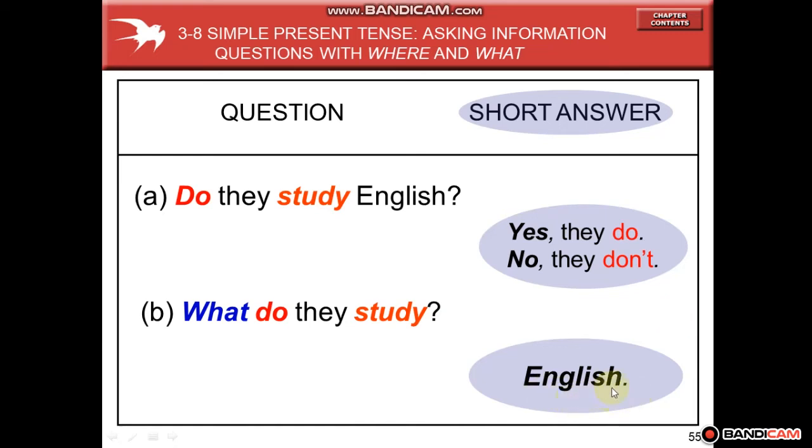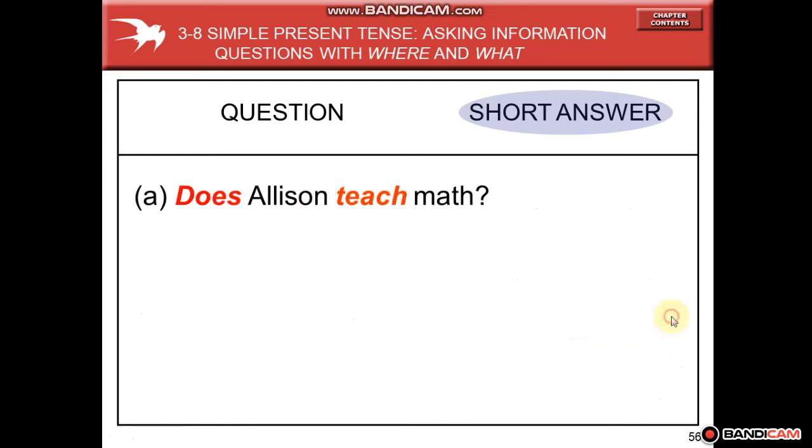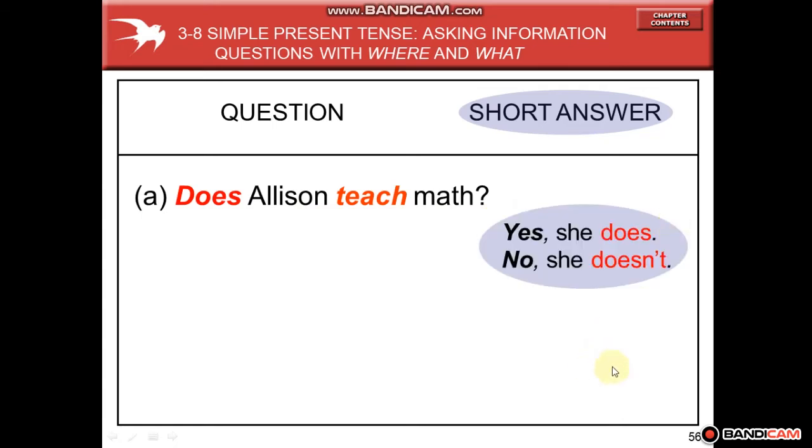But don't use such expressions in academic writing, because there you're required to give full answers. All right. In case of spoken, that's fine, quite fine. Okay. Now, does Alison teach math? Yes, she does. No, she doesn't. Yes, she teaches math. No, she doesn't teach math.